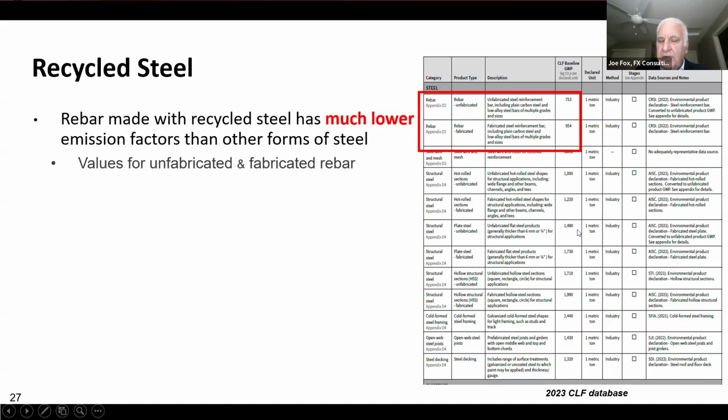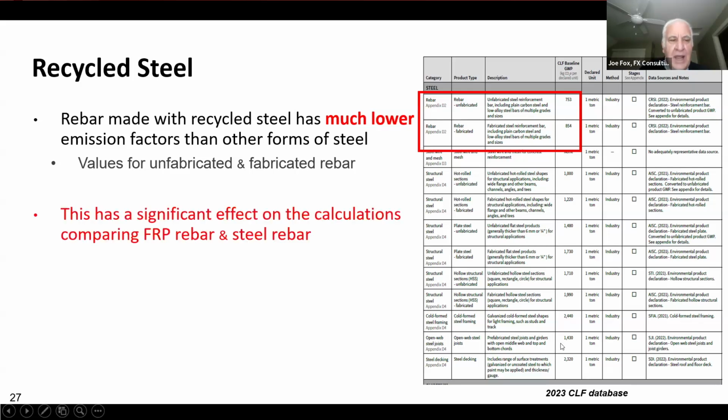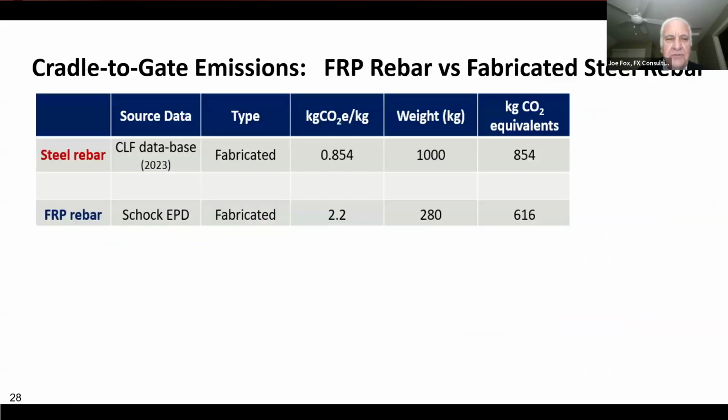And they are smaller, considerably smaller than the other values in the rest of this table, which are typically between 1,000 and 2,500. And that has a significant effect on the calculations when you compare FRP rebar and steel rebar. Again, recycled steel.